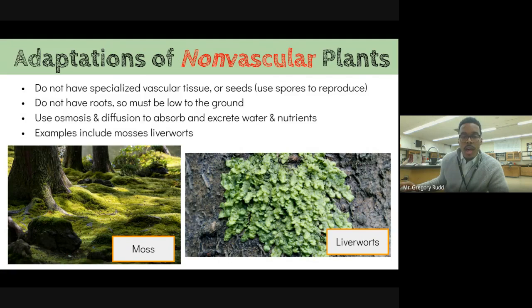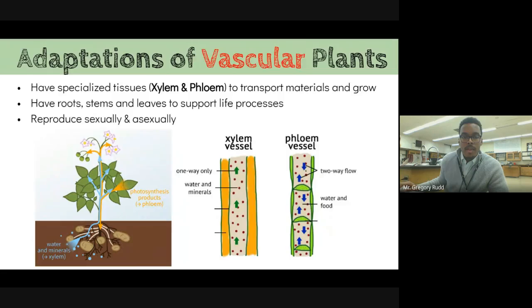On the other hand, we also have what are called vascular plants. I'm moving kind of quickly because you all don't really need to write this down. Vascular plants have specialized tissues called xylem and phloem in order to transport materials and to grow. You should write that first bullet point down.